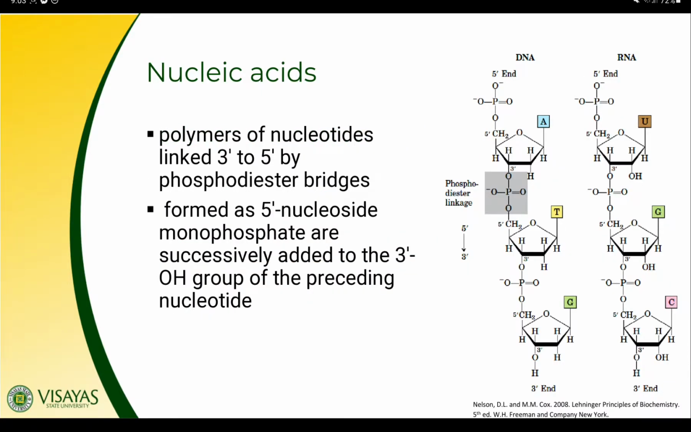So nucleic acids are polymers of nucleotides. Again, these are linked 3' to 5' by phosphodiester bridges. These numbers here, 3' and 5', are the carbon numbers in our sugar molecule. So you can see the phosphodiester bridges, or the phosphate groups here, which are linked 3' to 5'.